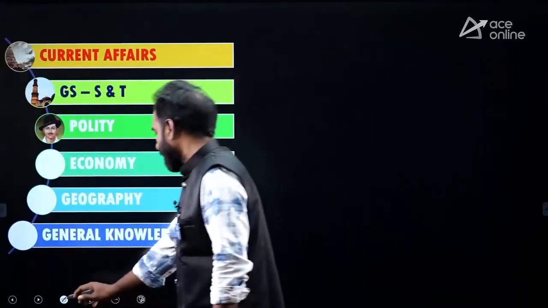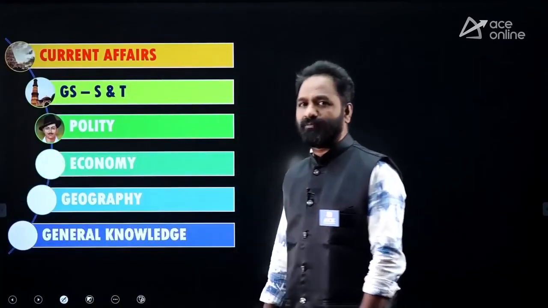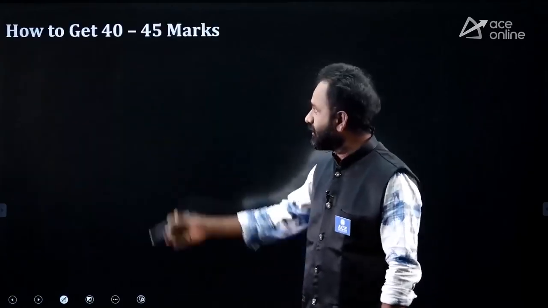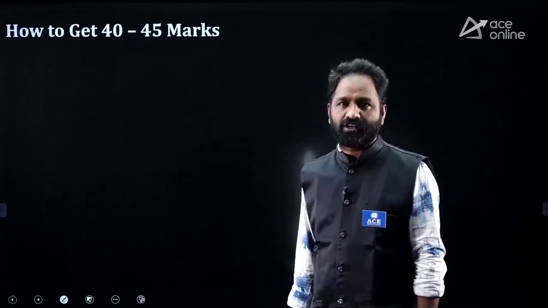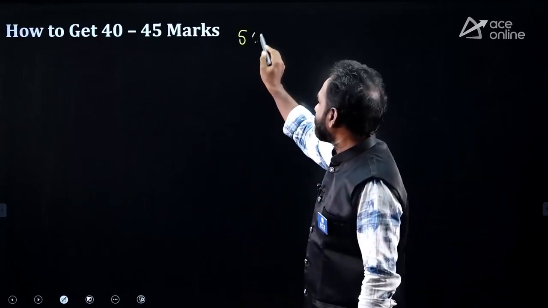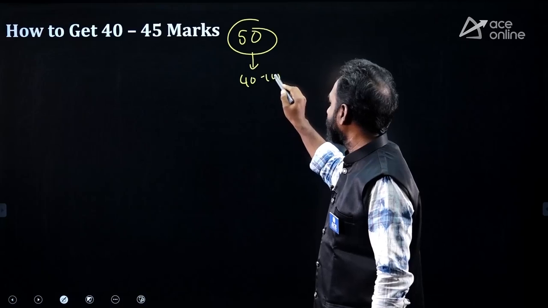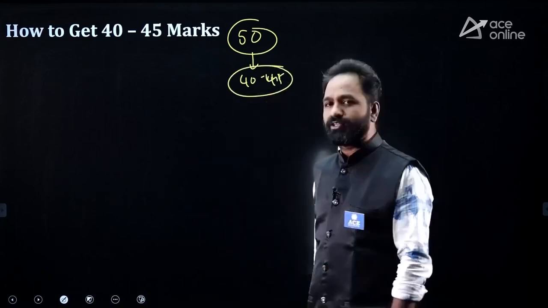Now there is a basic question: how to get the maximum marks in general awareness? If you want to get the maximum marks, like how to get 40 to 45 marks in general awareness, where total marks are 50, that is the question.